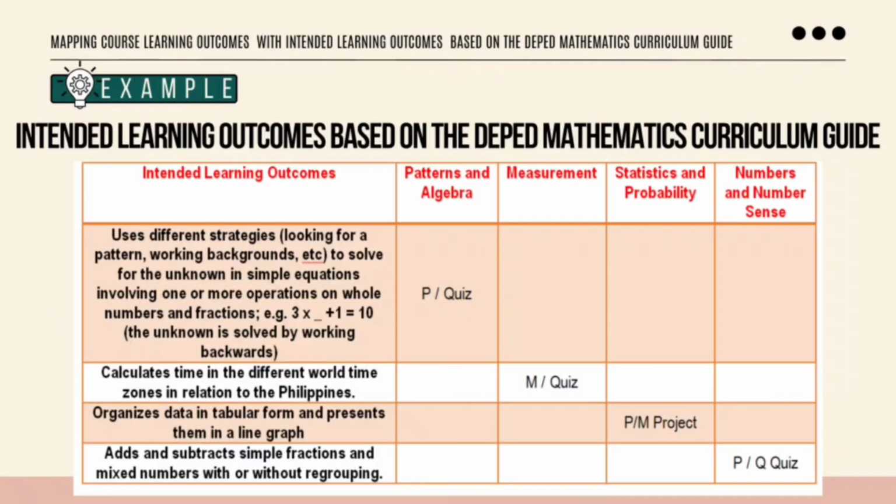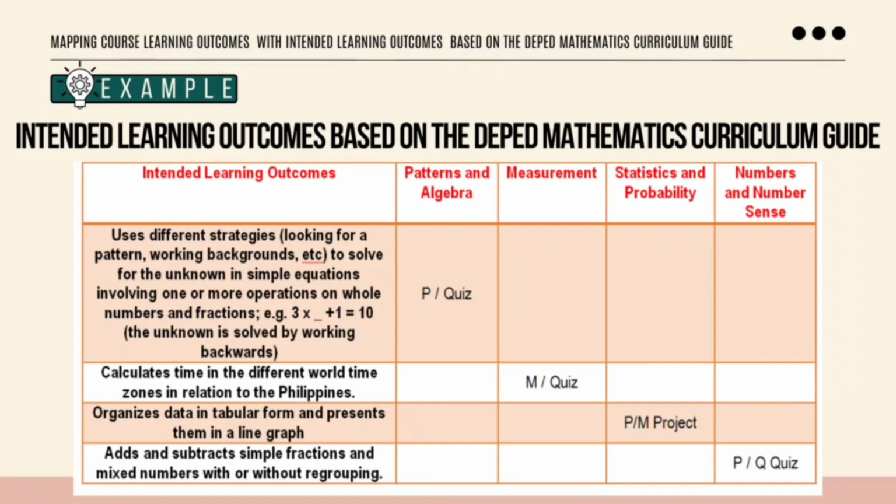I have here an example of an intended learning outcome based on the DepEd Mathematics Curriculum Guide. So, in the upper part, you can see the course that you have been taking. So, it is just for an example. So, here we have patterns and algebra, measurement, statistics and probability, numbers and number sense. So in the first row, you can see the 4 intended learning outcomes since we have 4 courses.